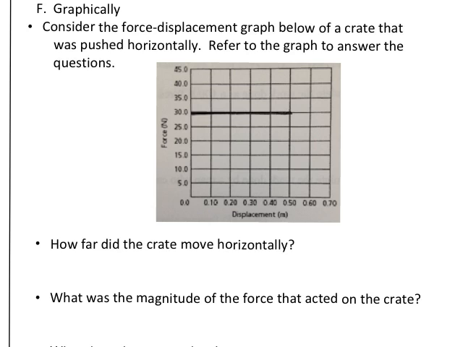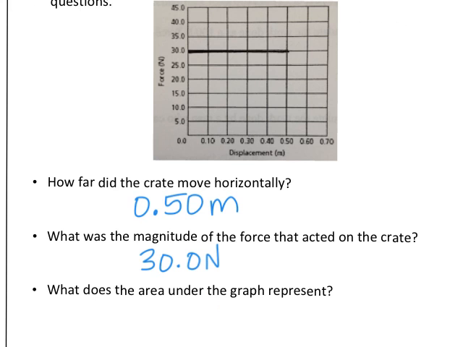Next, we're going to look at a force versus displacement graph and relate that to the work that we've been talking about. So you're given a graph in your notes. How far did the crate move horizontally? So we want to look for the displacement. It started at 0 and it moved all the way over here to 0.5. Next, what was the magnitude of the force? So we look at where the force was applied and where it crosses that y-axis. And that magnitude of the force would be 30 newtons.